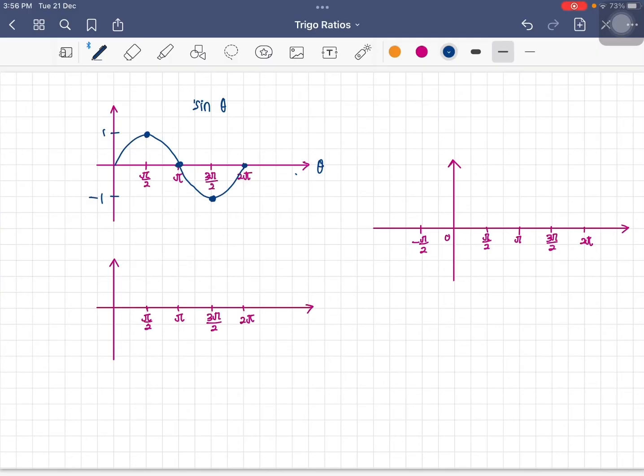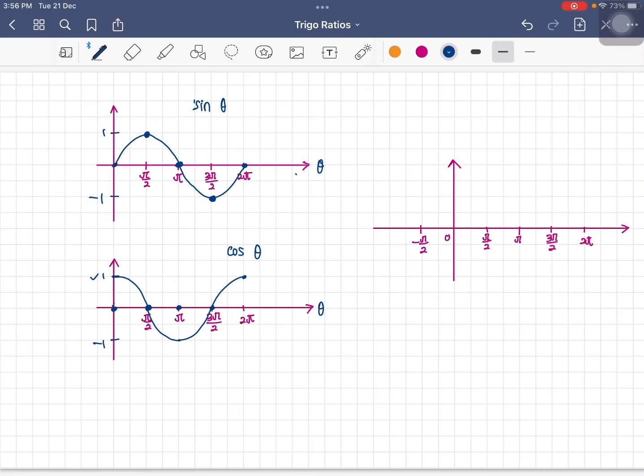Now for cos of theta, where our angle theta is here, you should start at 1. So something like this. I hope you get the idea on how to sketch this one. So cos of 0 should be 1 because the value is 1 here. Cos of 90 degrees should be 0. Cos of 180 should be negative 1. Cos of 270 should be 0. And cos of 360 should be 1.